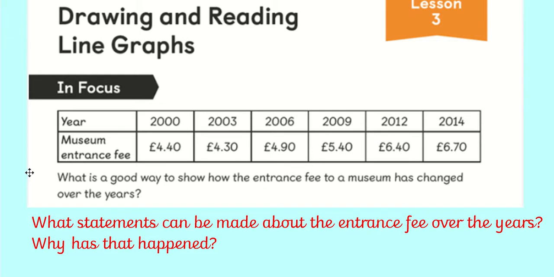Okay, here we have then a table. In this column we've got the year, so 2000, 2003, 2006, 2009, 2012 and 2014. And in the second row we have got the museum entrance fee. So in 2000 it was £4.40. In 2003 it's £4.30, then £4.90, then £5.40, £6.40 and £6.70. And the question it's asking us is, what is a good way to show how the entrance fee to a museum has changed over the years?